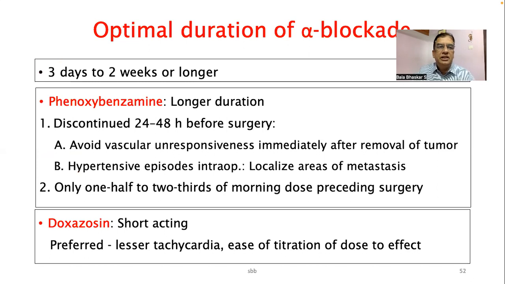Normally, the optimal duration of management or treatment would be about 3 days to 2 weeks or longer in the majority of the patients. We normally talk about two drugs: phenoxybenzamine, the non-selective drug, which has got a longer duration of action, and doxazosin, which is short-acting.